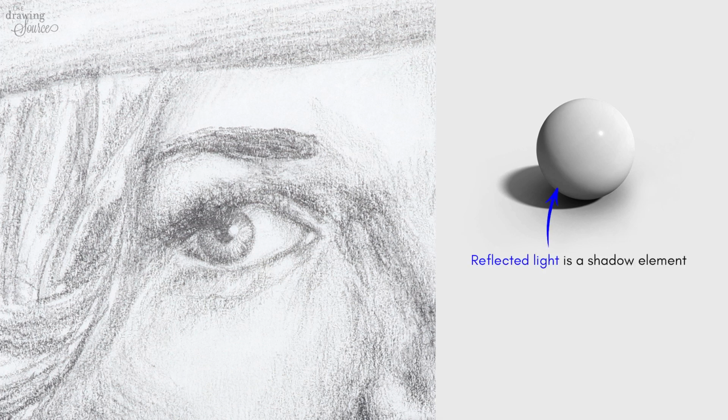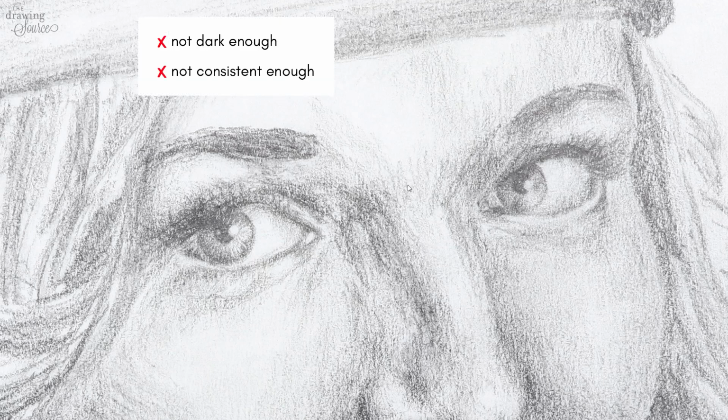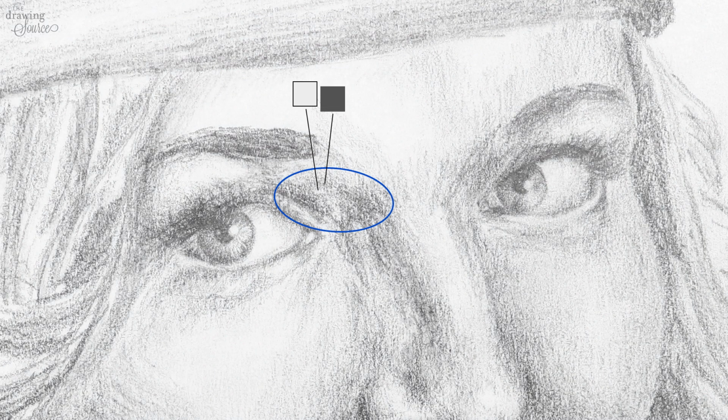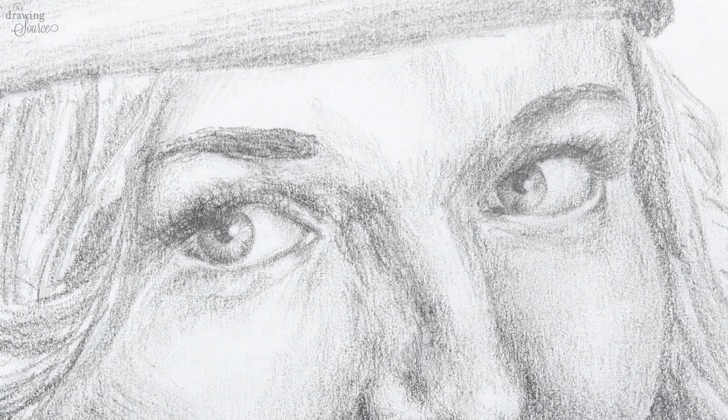We see reflected light in the shadows, so we need to make sure when drawing reflected light that it's darker than the halftones in our image. Otherwise, this happens. This does not read as a clear, convincing shadow because it's not dark enough and it's not consistent enough. Can you see how many values there are within this shadow shape? Notice that there are spots within the shadow that are just as light as the lightest areas in this drawing. Ultimately, there's no clear organization of light, halftone, and dark, and this is greatly decreasing the realism of this drawing.